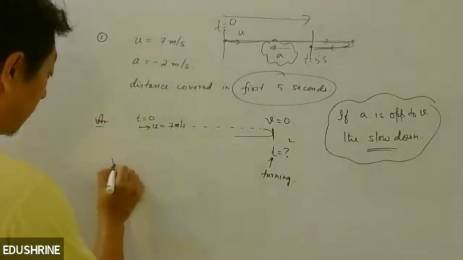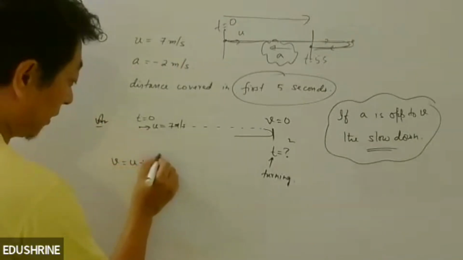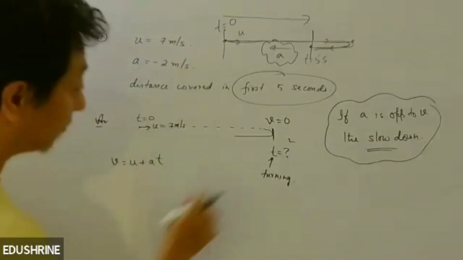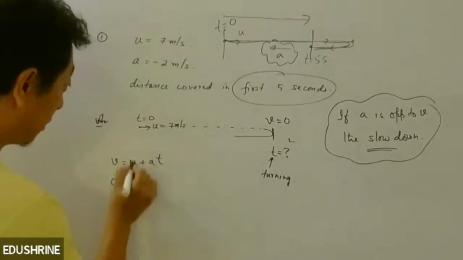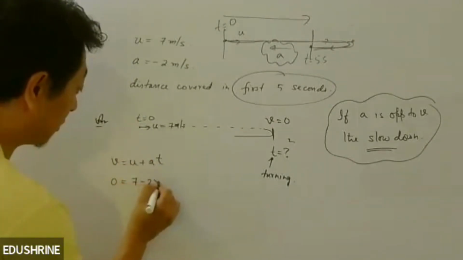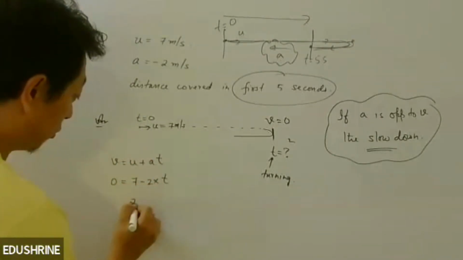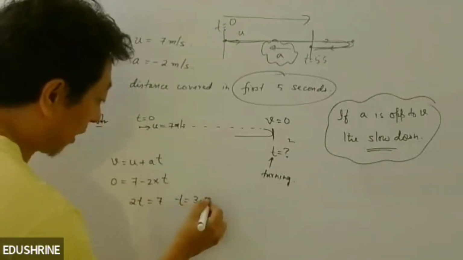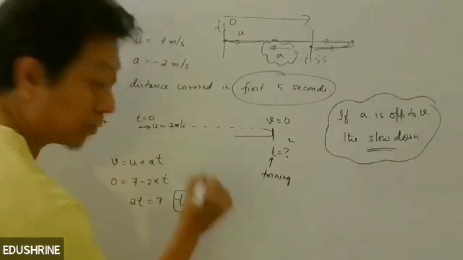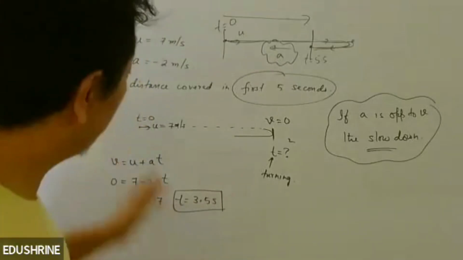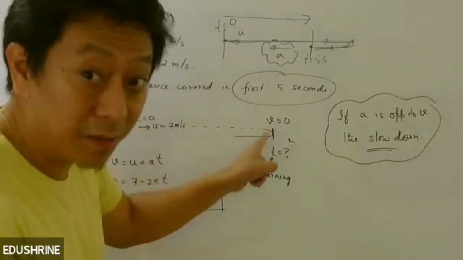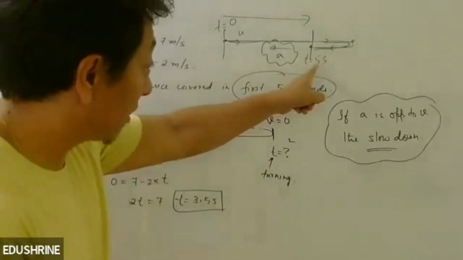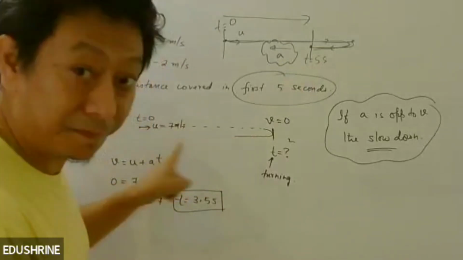So V equal to U plus AT. Because I know V, V here is 0. U is 7, A is minus 2. So 2t will be 7. So t equals to how much? 3.5. That means our body will return at 3.5.